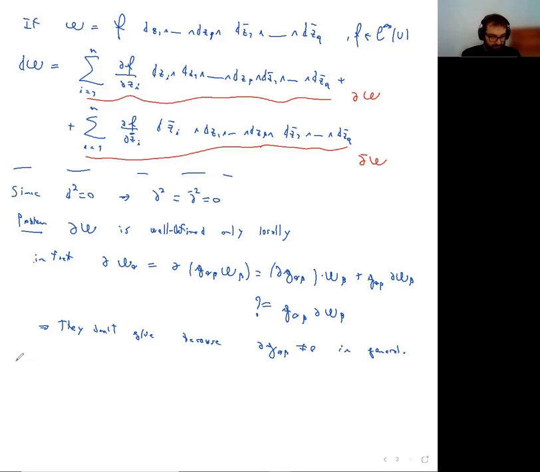Instead, if you do the same game for del bar, then we're actually very happy, because these are the transition functions of our holomorphic bundle. So del bar is 0. Yeah, this is equal to 0. In particular, they glue.